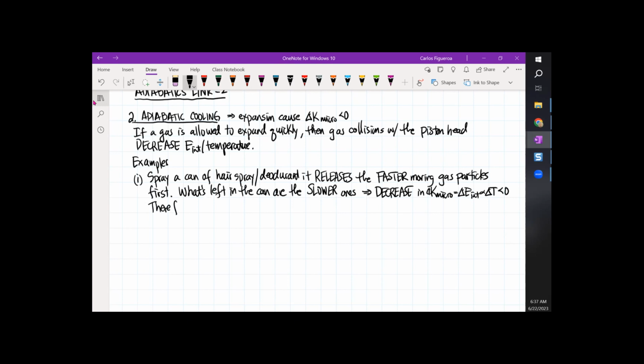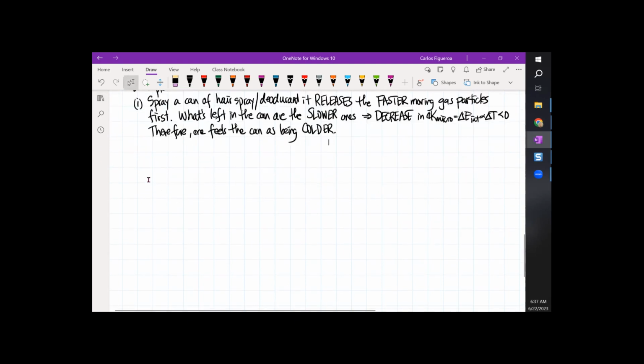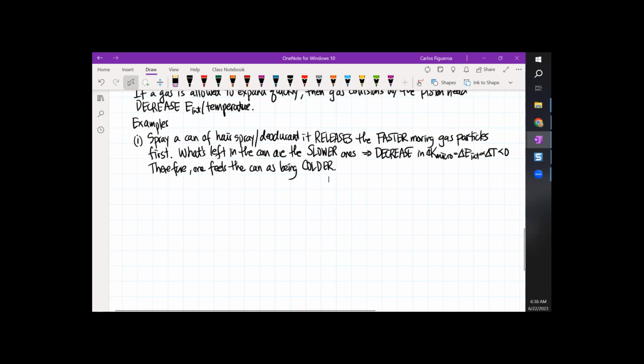Therefore, one feels the can as being colder. So in this case, it's not that they're colliding with the piston head. They're just being released without any heat transfer. Now, this is very, very similar to the one that we just looked at.